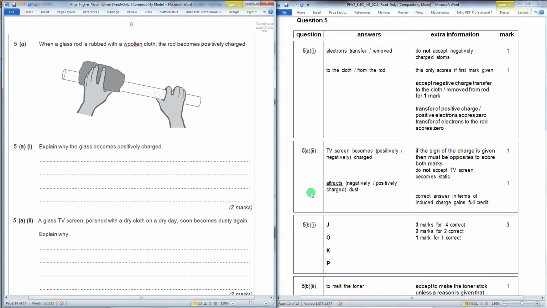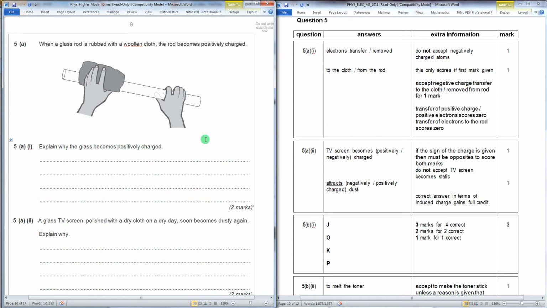So this is a question about static electricity and its uses. To start with, it's asking about the way in which an object becomes charged. When a glass rod is rubbed with a woolen cloth, the rod becomes positively charged. Explain why the glass becomes positively charged.